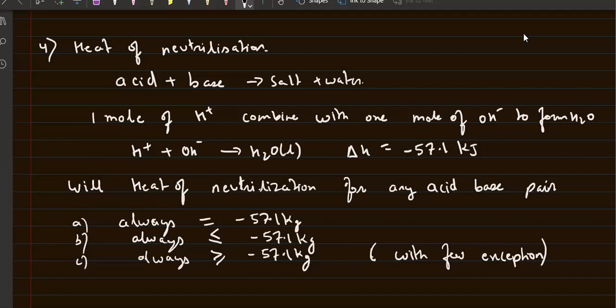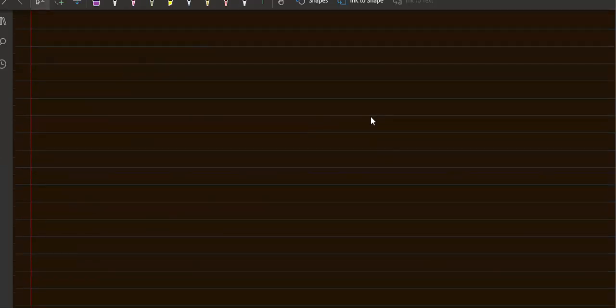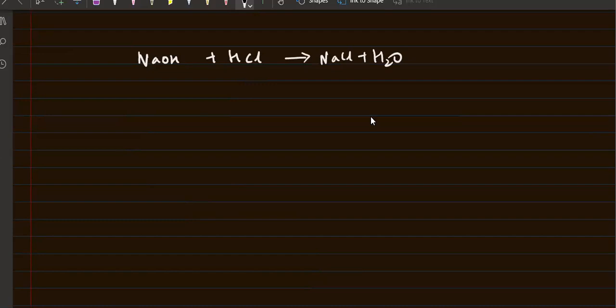Now, if you actually understand this reaction, you would be able to answer. Let's see one problem. NaOH plus HCl will give me NaCl plus H2O. Got it? Yes or no? Right, this is a neutralization reaction.